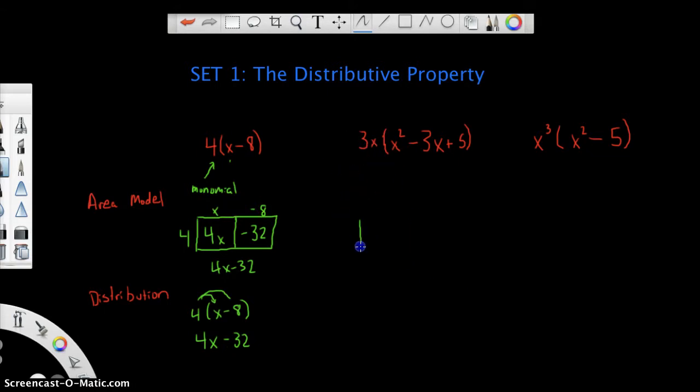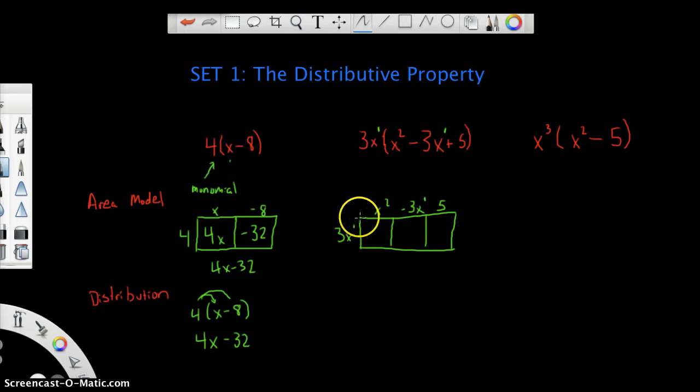So now, when I make my area model, since I have a trinomial inside the parentheses, I'm going to need to break this into 3 boxes. So I'm going to put a 3x here, and x squared, -3x, and a 5. Positive 5, so it's just going to be a 5. One thing to keep in mind, here I'm really talking about 3x to the first power and -3x to the first power, so let's include that down here, if that helps us out.